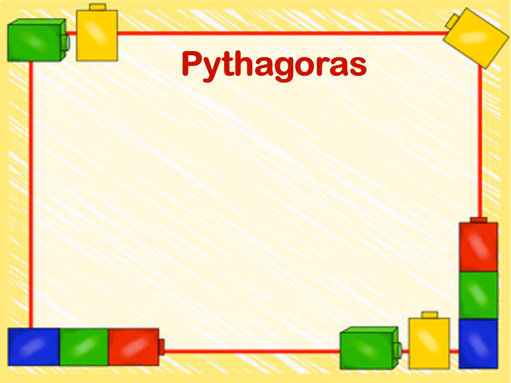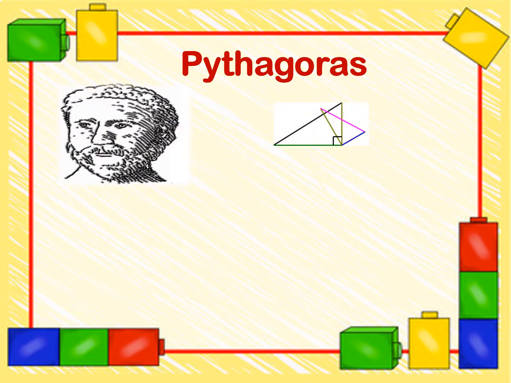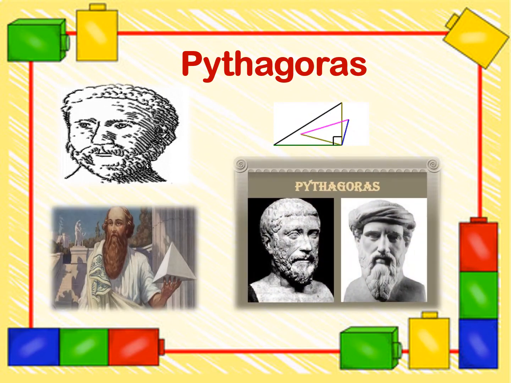We need to know the important person behind this theorem, Pythagoras, a mathematician who proved the Pythagorean theorem about right-angled triangles. He was given credit for the theorem. He was called the triangle guy because he proved the three sides of a right-angled triangle.